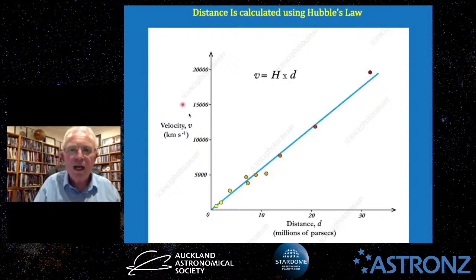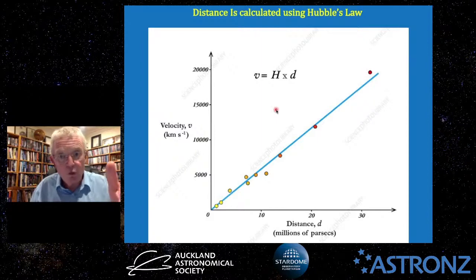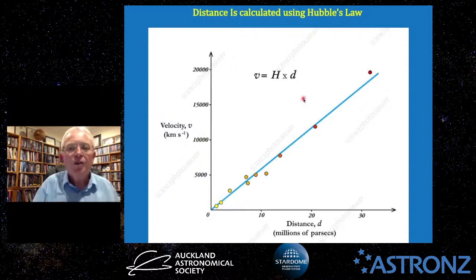So he formulated Hubble's law. The recessional velocity equals the Hubble constant. He named the constant after himself, which I can understand. Hubble's constant is known as capital H, times d, the distance. So if you know v, you can work out v divided by H equals d, and that's how you work out the distance using Hubble's law.